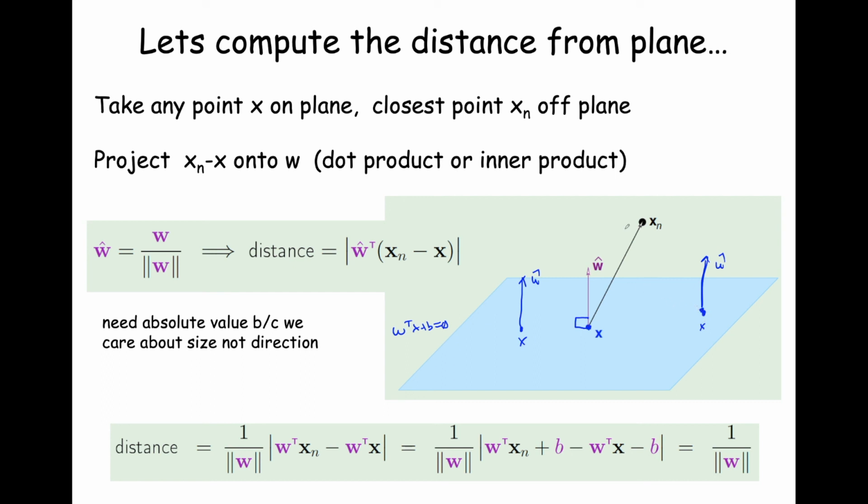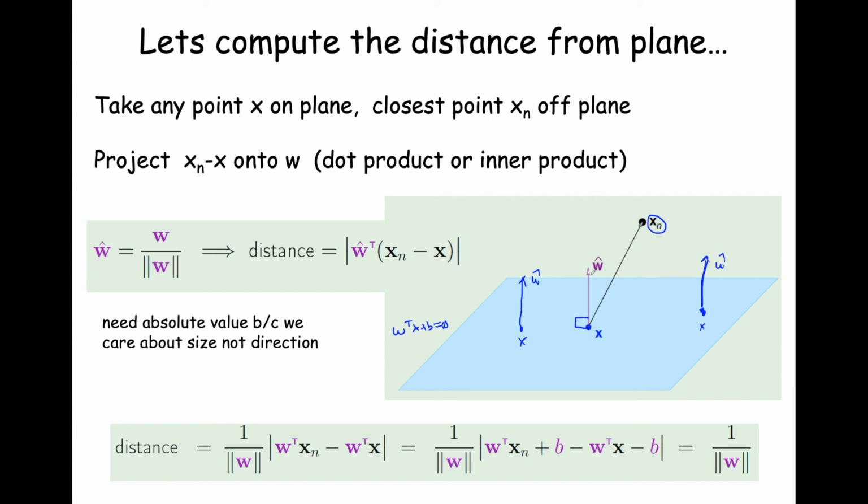Okay, so now we're going to choose a point Xn, which is the closest point off the plane. Now, as the closest point off the plane, what we want to do is figure out the distance between Xn, the closest point off the plane, and the hyperplane. So how do we do that?